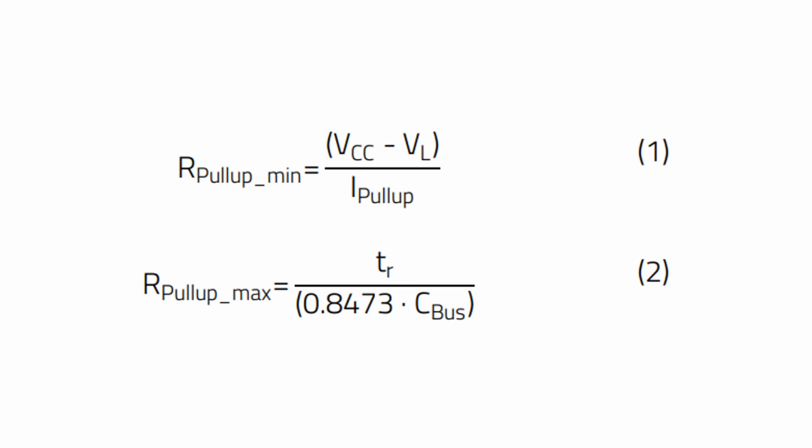V sub CC is the reference voltage level of the I²C bus measured in volts. V sub L is the maximum logic 0 threshold level in volts. C sub bus is the maximum parasitic bus capacitance of the application measured in farad. T sub R is the max allowed rise time depending on the data rate measured in seconds. And I sub pull-up is the maximum possible current through the open collector pins in amps.